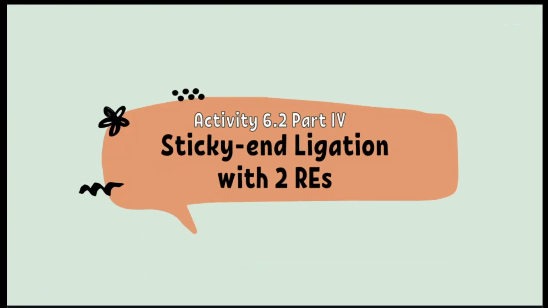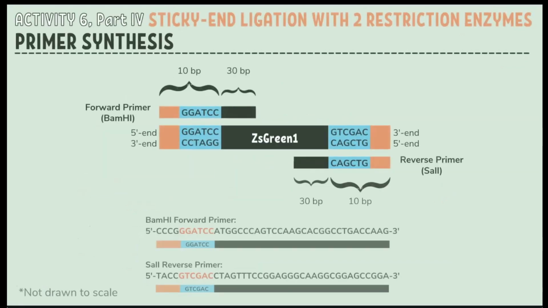For the second to the last activity, 6.2 part 4, sticky end ligation with two restriction enzymes. In this activity, we're going to now try using two restriction enzymes instead of one to do sticky end ligation. Here, we're going to use SalI and BamHI. For our first amplicon, we'll be making a BamHI forward primer and a SalI reverse primer. And below, you can see the sequences for each primer.